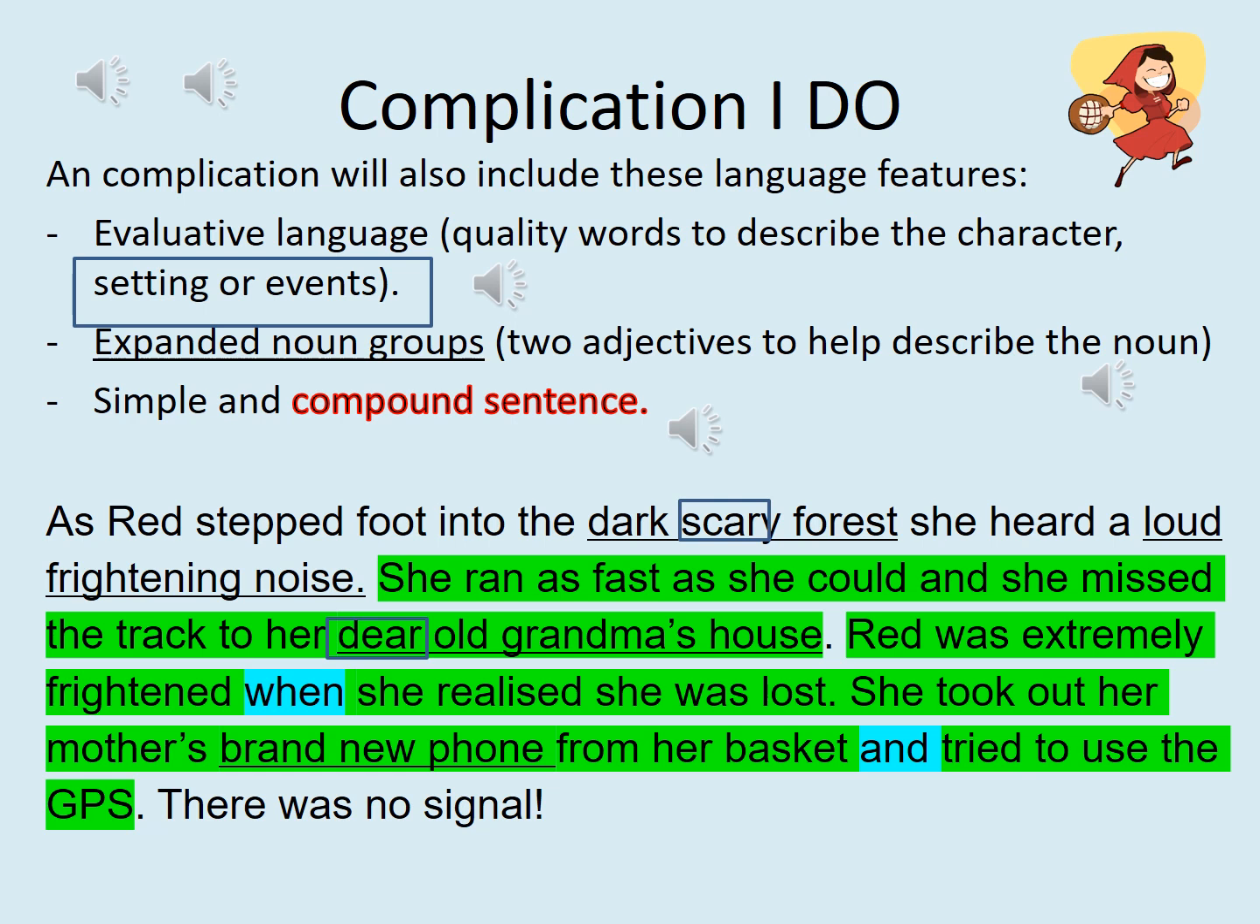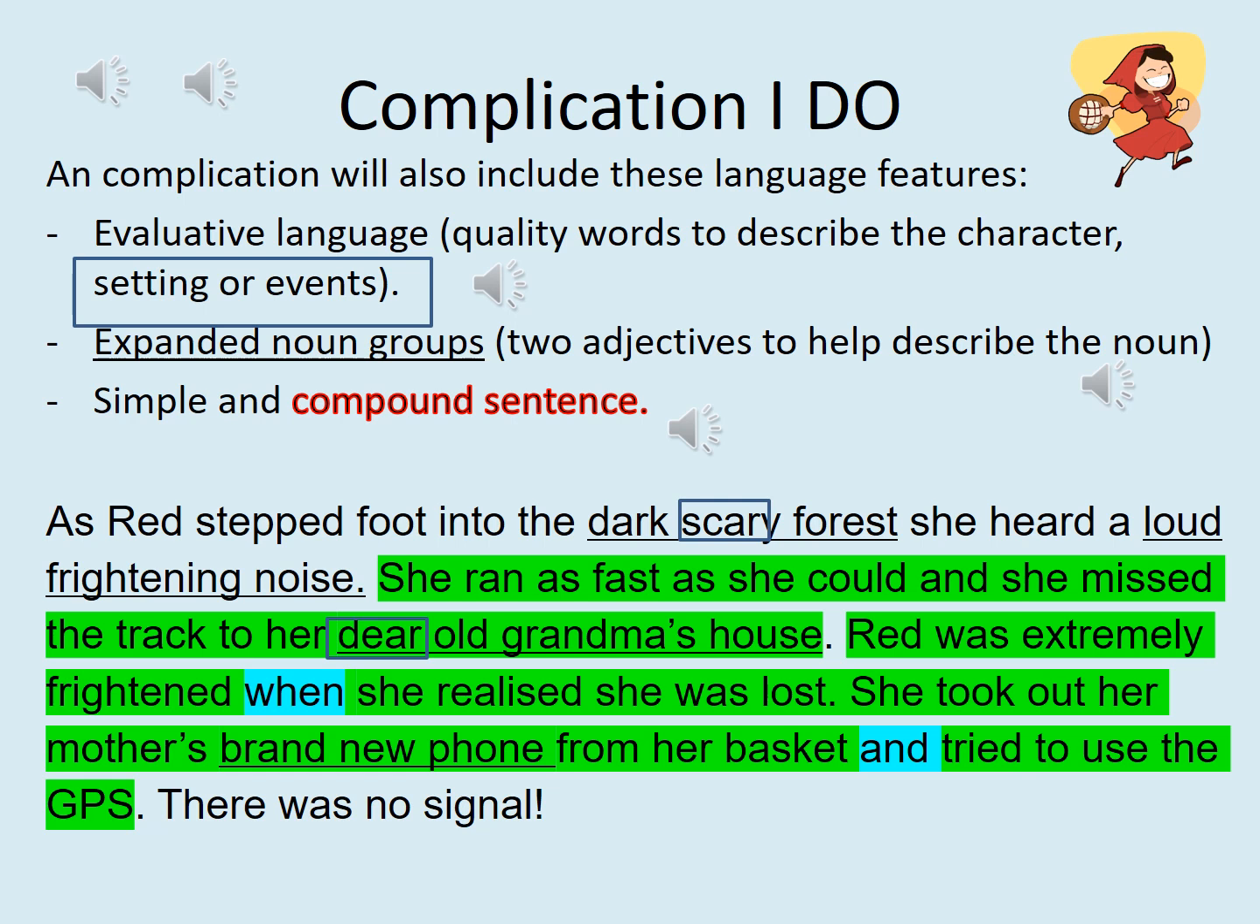Evaluative language is when we describe character, settings, or events using words to describe what they are like. So for a character, it might be how they act, how they feel, or how they treat others. For a setting, it might be how that character would feel in that setting. So can you find the two words that have a rectangle?